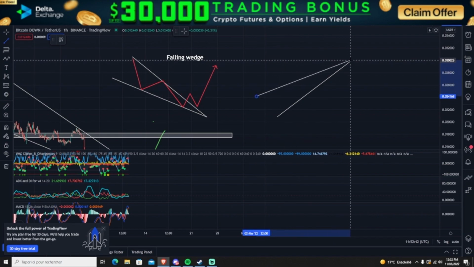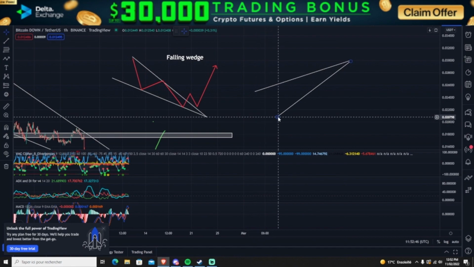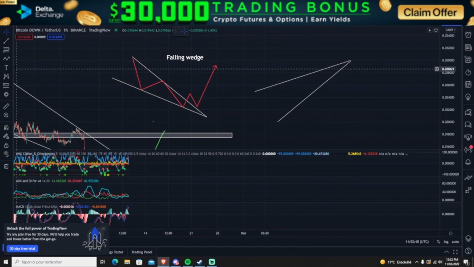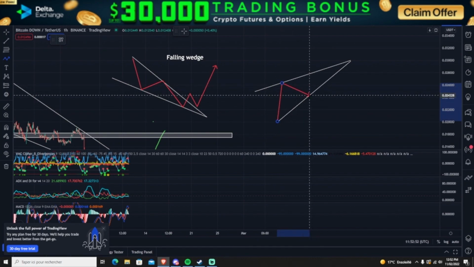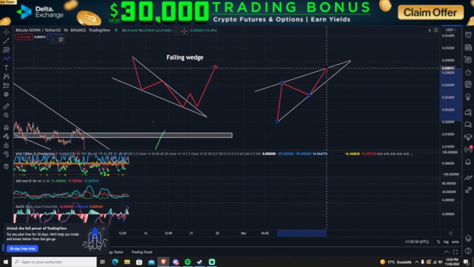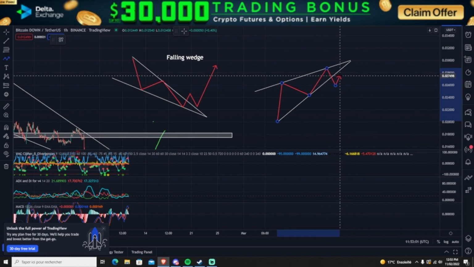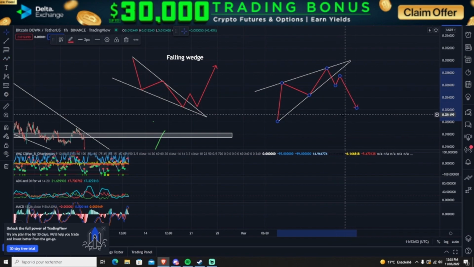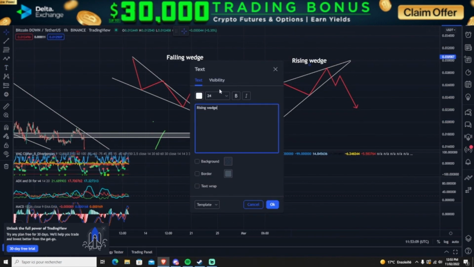We have used these patterns a lot of times when we were trading. Like this one is a rising wedge. And 80% of the time when this happens, you see the price breaking down below, then going for a retest and then dumping. This one would be a rising wedge.